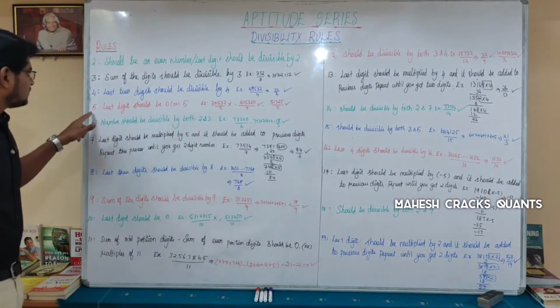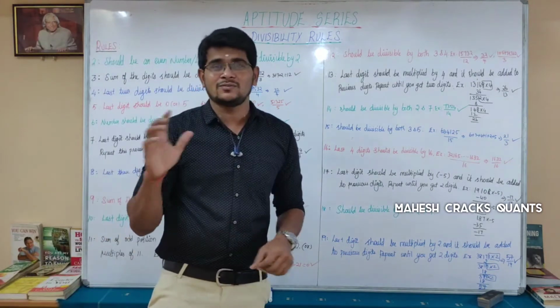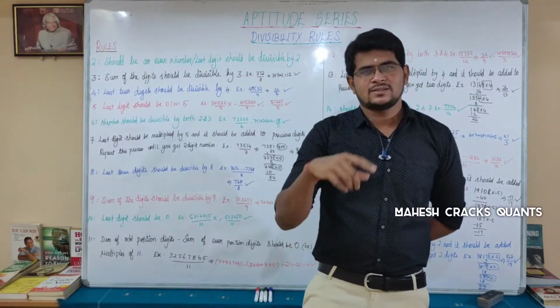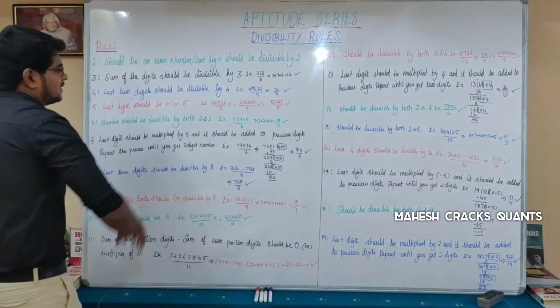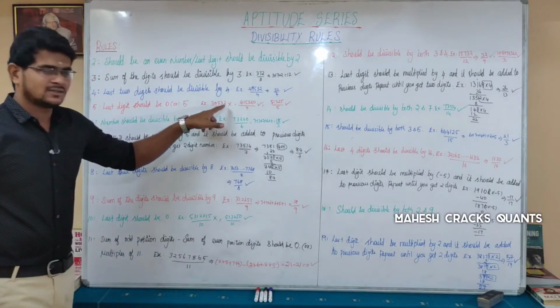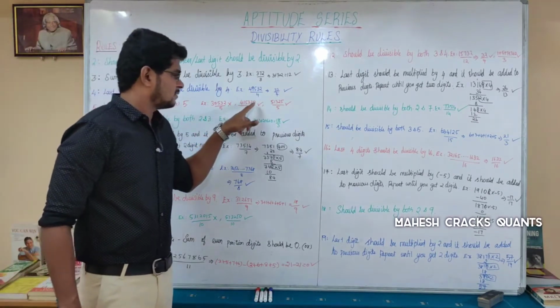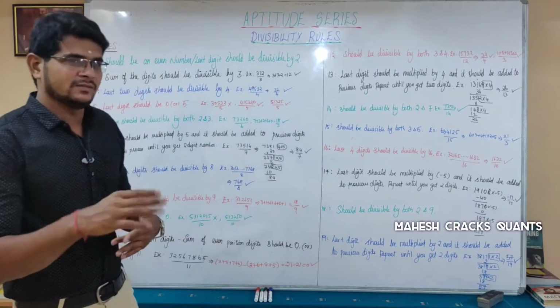Okay, next. Divisibility rule 5. The last digit should be 0 or 5. We know that, right? If a number is divisible by 5, the last digit should be 0 or 5. Done. Examples are given here. If the last digit is not 5 or 0, then it's not divisible by 5. If the last digit is 0, divisible, and if the last digit is 5, divisible.